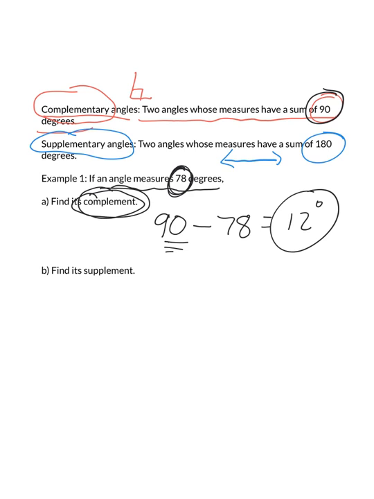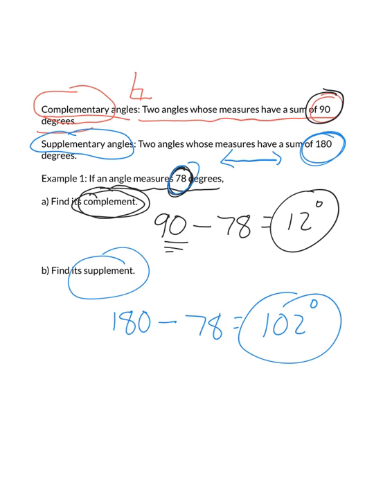Very similar, part B. Now find its supplement. We said when you see the word supplement, think 180. So now I take 180 minus the given angle, which is still 78. 180 minus 78 gives me 102 degrees. In other words, if I combine a 102-degree angle with a 78-degree angle, I get a straight line or 180-degree angle, straight angle. So whenever it says find its supplement, you just simply take 180 minus the given angle to get your final answer.